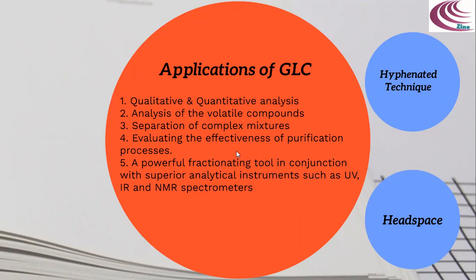This technique is specifically applied for the separation of complex mixtures, organometallic compounds, and biochemical systems. Gas chromatograms are widely used as a criteria of purity for volatile compounds. Contaminants, if present, are revealed by the appearance of the additional peaks. The area under these peaks provides a rough estimate of the extent of contamination. The technique is also useful for evaluating the effectiveness of purification processes.